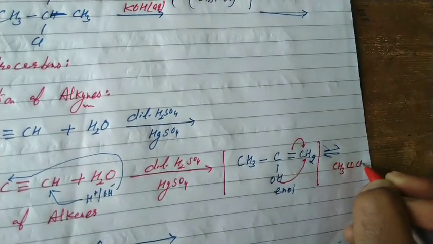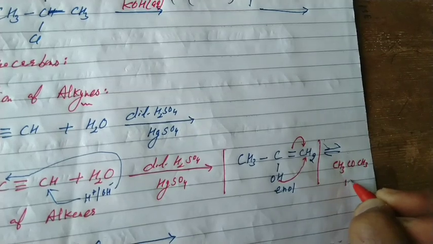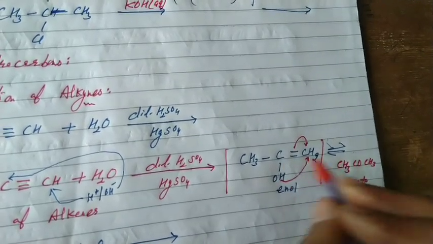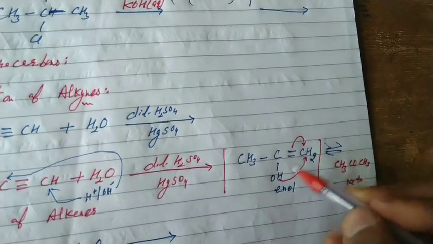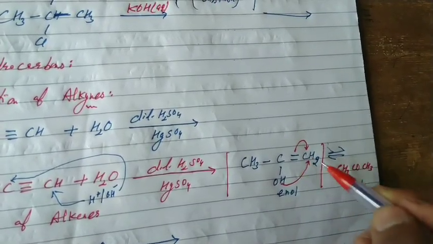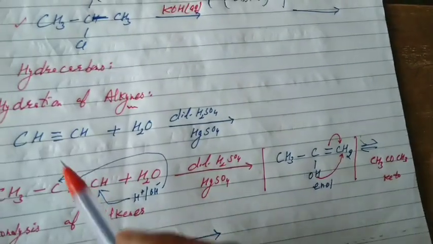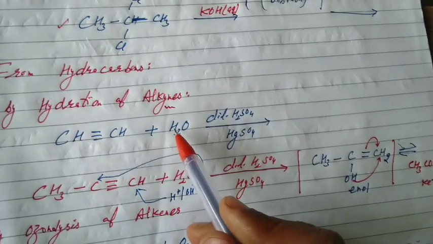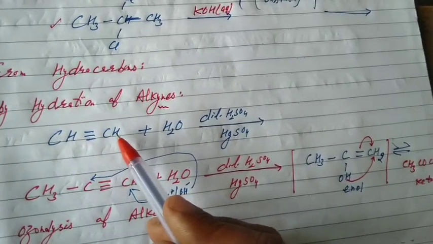CH3CO, CH3. This form is called the keto form. This process is called tautomerism, a type of structural isomerism in which there is a 1,3 migration of a proton from carbon to oxygen or vice versa. In the same way, do it by yourself. It does not matter whether the positive part joins this carbon or that carbon.